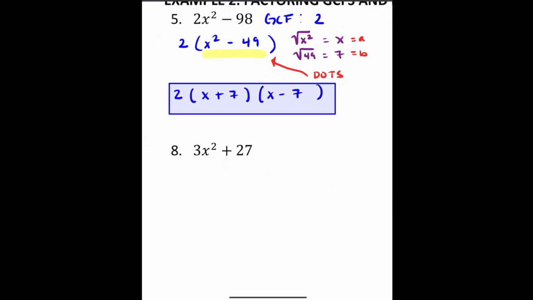Number 8, we have 3x to the second plus 27. The GCF between these two terms is 3. So 3 times the quantity of x to the second plus 9. Now, if we look, this has a plus sign. It's not a minus sign. So we're basically done, because this is prime. So I cannot factor that. So therefore, we're just going to write 3 times the quantity of x squared plus 9.